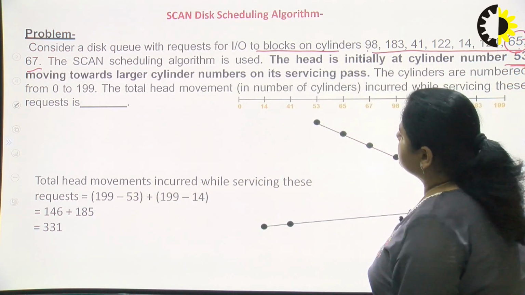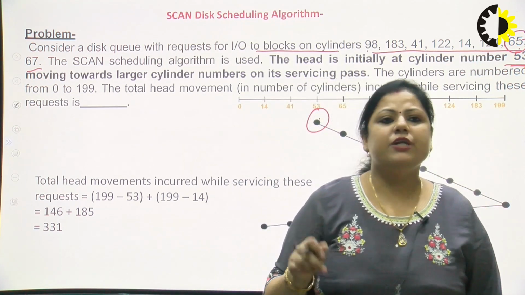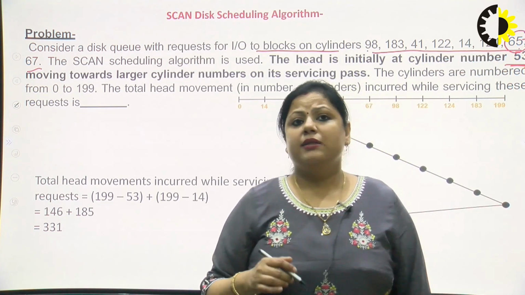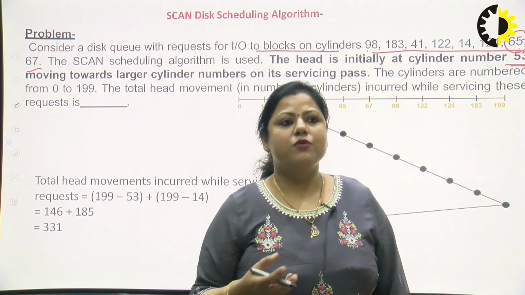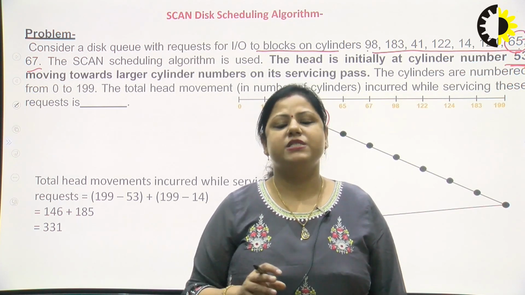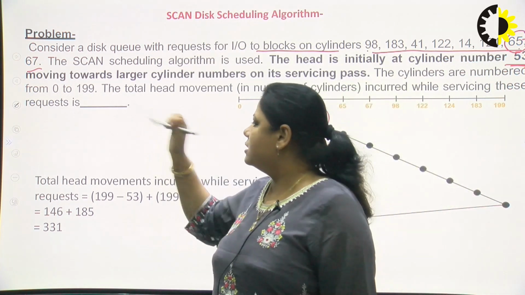Where is the head? Initially, the head is at 53, moving towards larger cylinder numbers on its servicing path. The cylinders are numbered from 0 to 199. The total head movement in the number of cylinders incurred while servicing these requests is? So, what will be the answer?